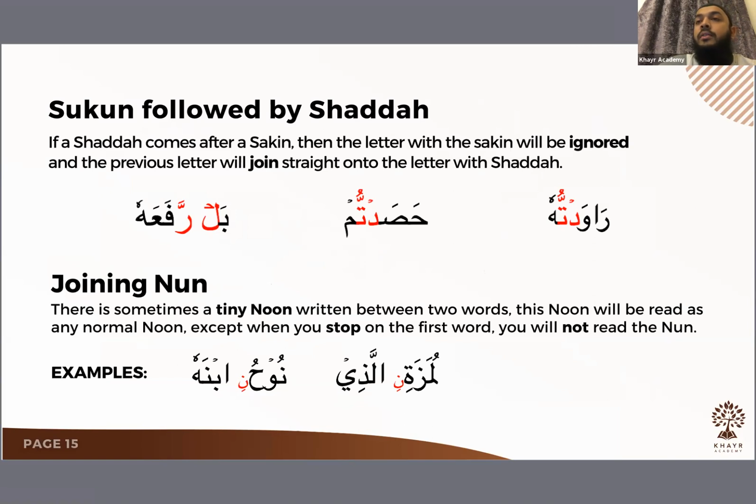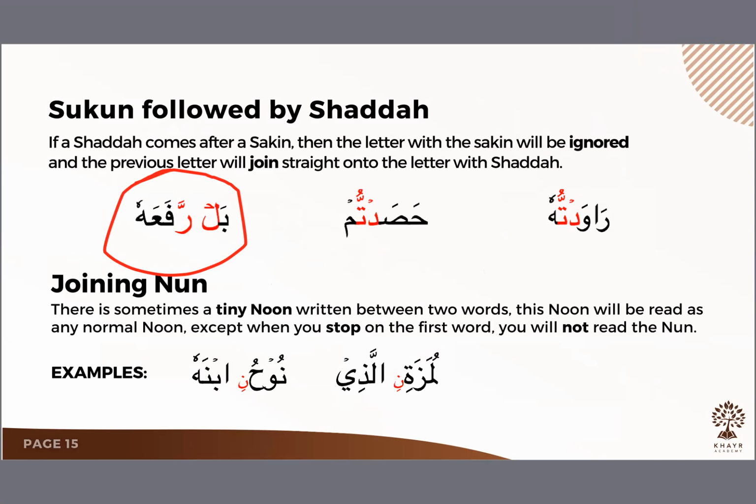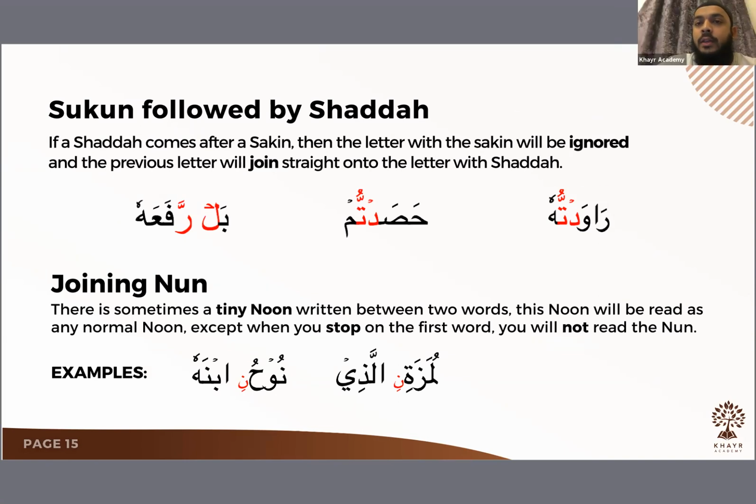And the last one, brother Fahim. I think brother Amin just left. Brother Fahim, how would we say the last one? What do we ignore and how do we read it? You ignore the lam and you read it as barrafa'a. Yes, barrafa'a. Instead of saying bal rafa'a, we say barrafa'a. So, sukun followed by shadda: a shadda is much stronger than a sakin. So when they meet, we just cross off the letter with the sakin and jump to the letter with the shadda.